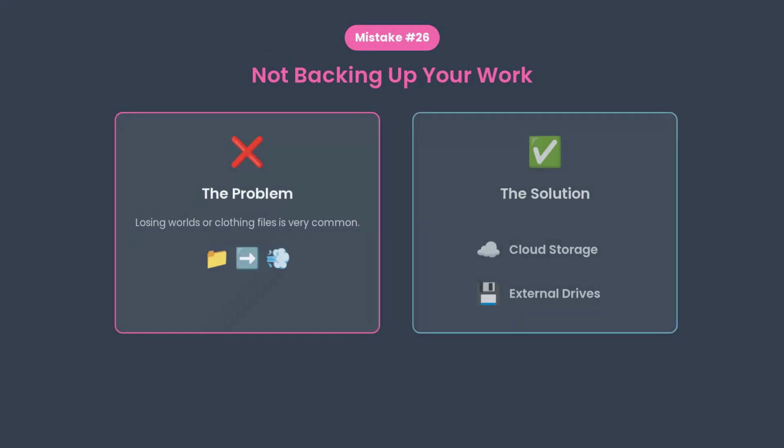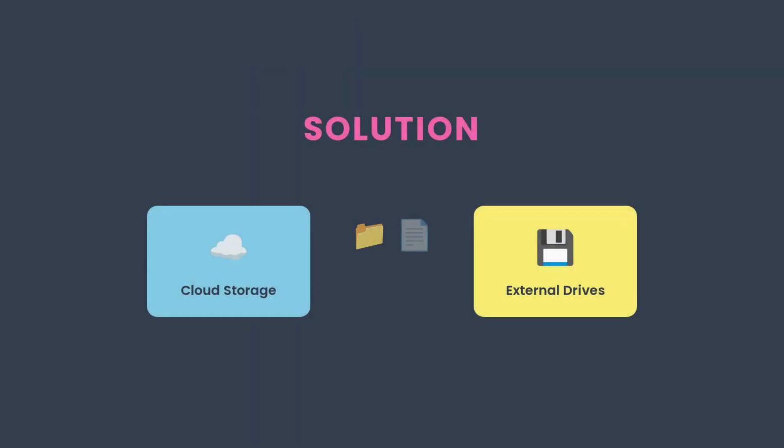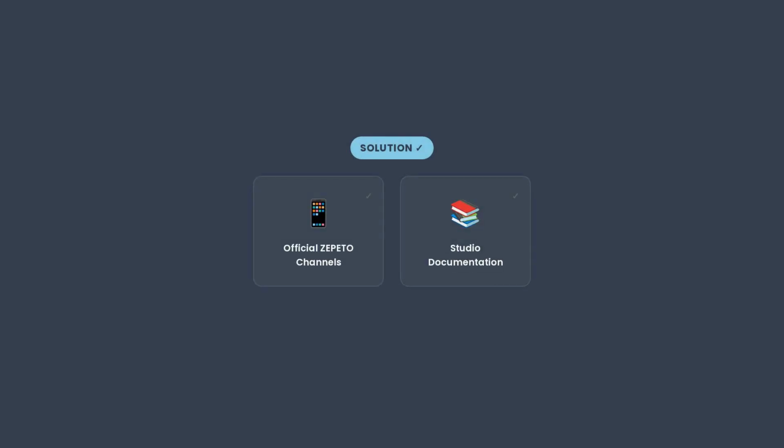Mistake number 26, not backing up your work. Losing worlds or clothing files is very common. Here's a solution. Back everything up in cloud storage or external drives. Last but not least, mistake number 27, falling for secret features or fake info. Some users spread misinformation about how Zepeto works. Here's a solution for that. Get information only from the official Zepeto channels or studio documentation.